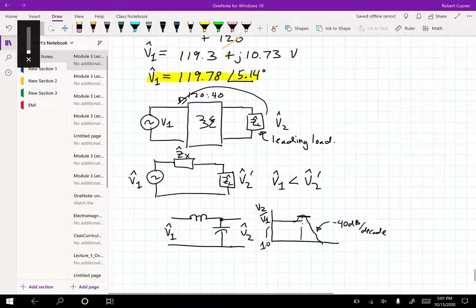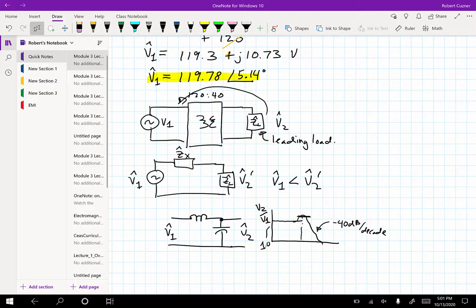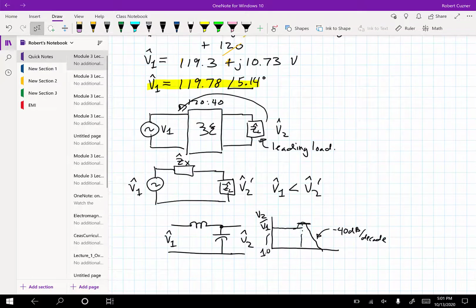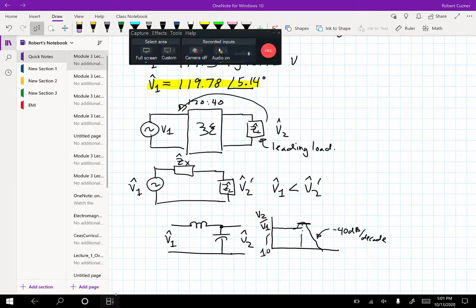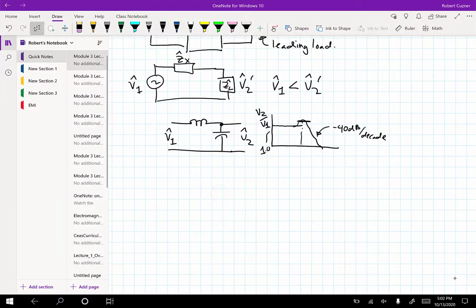It's quite common. In fact, it happens in induction generators. This is the principle upon which induction generators work, and we do not cover induction generators in this class. They're very, very complex animals. So very nice. Now, there are two more things I have to teach you.